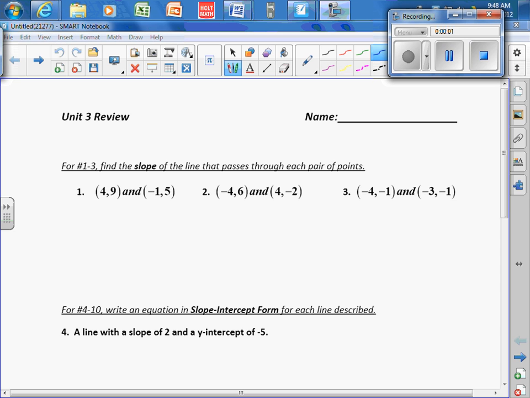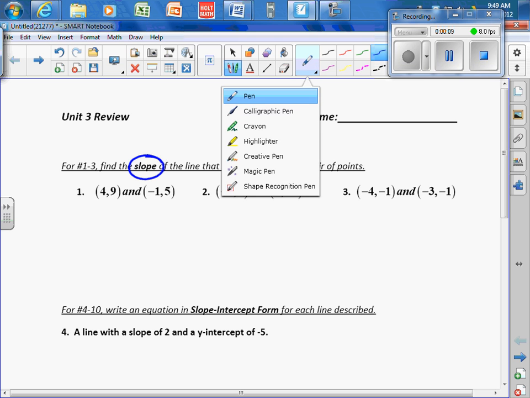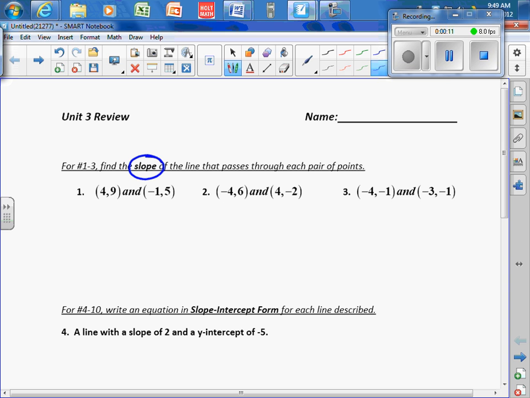All right, here's the chapter 1 review. Numbers 1, 2, and 3, what it's asking you to do is find the slope of the line. So you don't need to go through and write the entire equation. Just do what the question is asking, find the slope. How do you find the slope given 2 points? Use the formula, m is equal to y2 minus y1 over x2 minus x1.